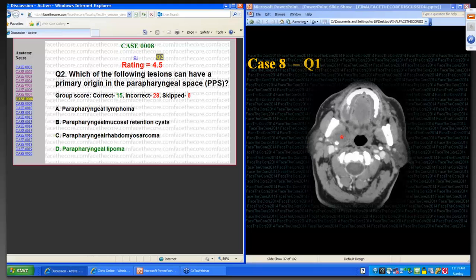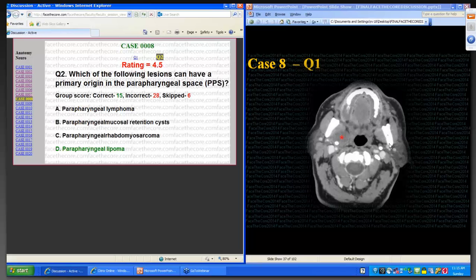And the next question gets into which of the following lesions can have a primary origin in the parapharyngeal space. Remember, the parapharyngeal space contains predominantly fat, so typically the only primary lesion that you're going to see in this is usually lipomas. But I want to make two additional points. One is, first, you have to know the parapharyngeal space contains fat. Number two is displacement of the parapharyngeal fat can help you identify where a lesion is arising from. So meaning, if this fat is displaced laterally, the lesion must or likely is coming from the pharyngeal mucosal space.